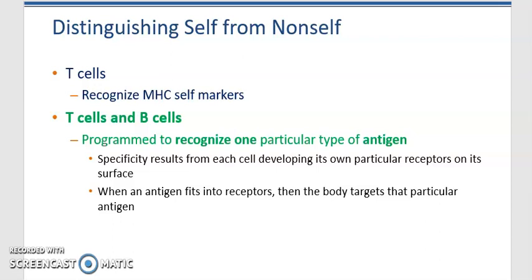We also have macrophages that are antigen presenting cells. So when they encounter a particular pathogen, they also digest that pathogen, and then they put that antigen from the pathogen on their MHC marker and migrate to the lymphoid organs and present that antigen to the helper T cells.